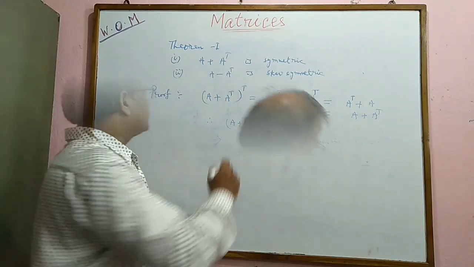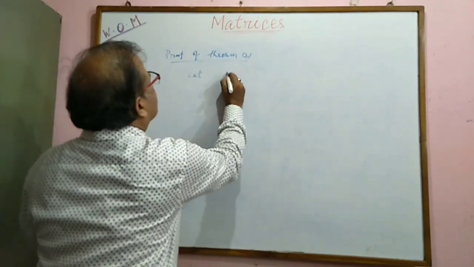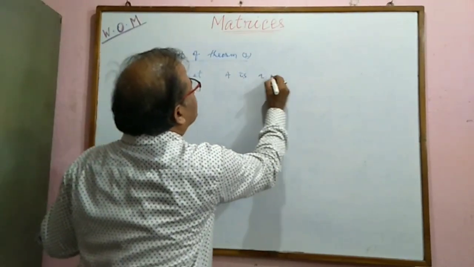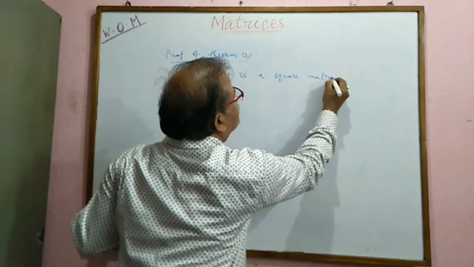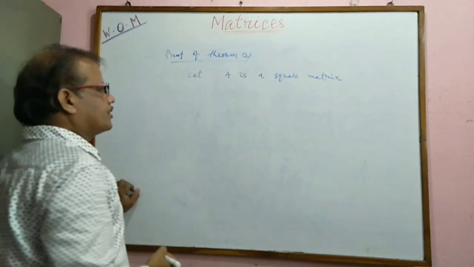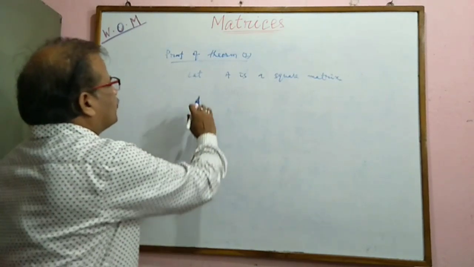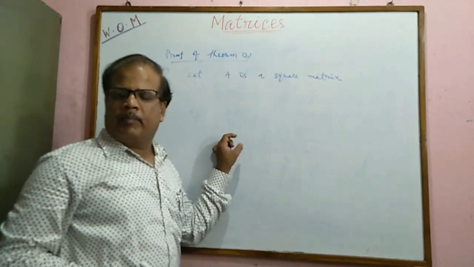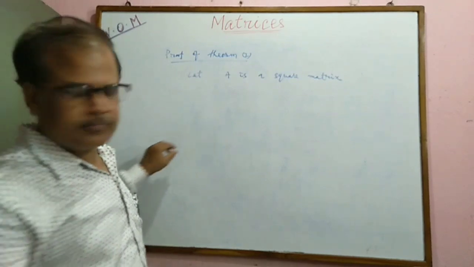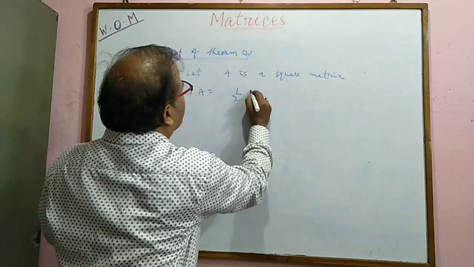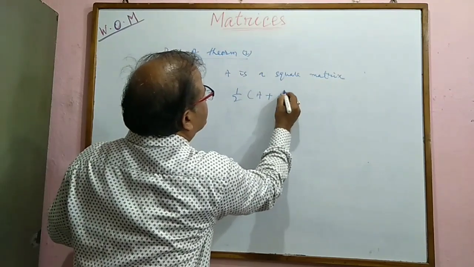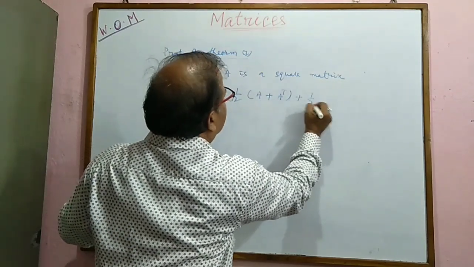Let A be a square matrix. By property of matrix addition, we have A is equal to half into A plus A transpose plus half into A minus A transpose.